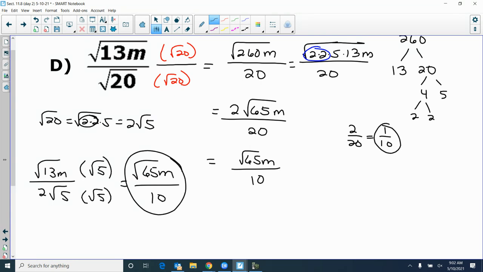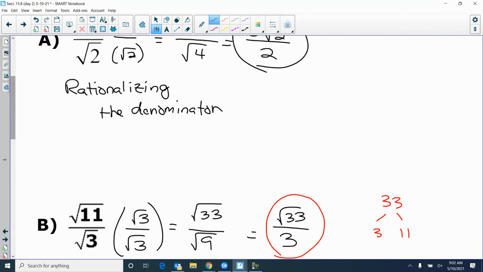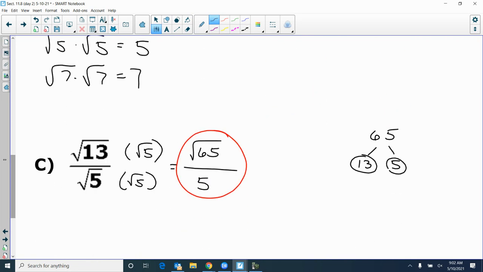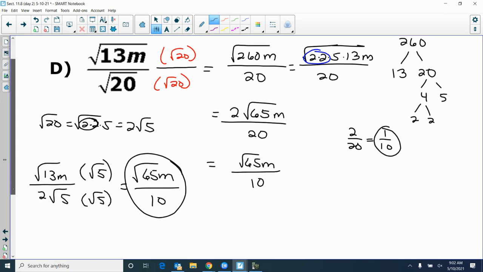So if you recognize something that simplifies, it makes life maybe a little bit easier if you do it right away. These others, like square root of 2, doesn't simplify. Square root of 3 doesn't simplify. Square root of 5 doesn't simplify. So we only had one option. This one gave us another option.